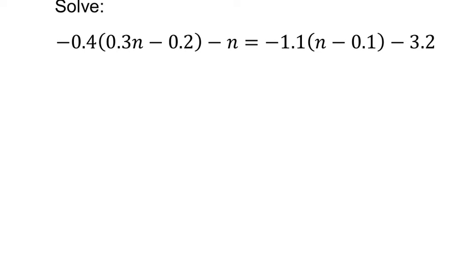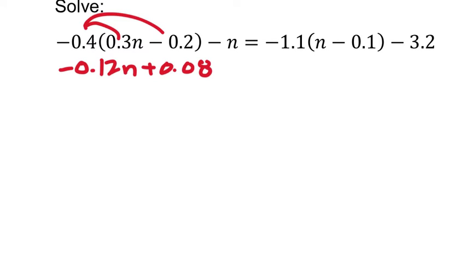We've got some distribution to do first on this one, especially with that negative 0.4. It's negative, and we know it's negative because it has the negative sign, so we don't have to mix it up with that minus stuff. Negative 0.4 times 0.3 would be negative 0.12n. And then negative 0.4 times negative 0.2 is going to be a positive 0.08.